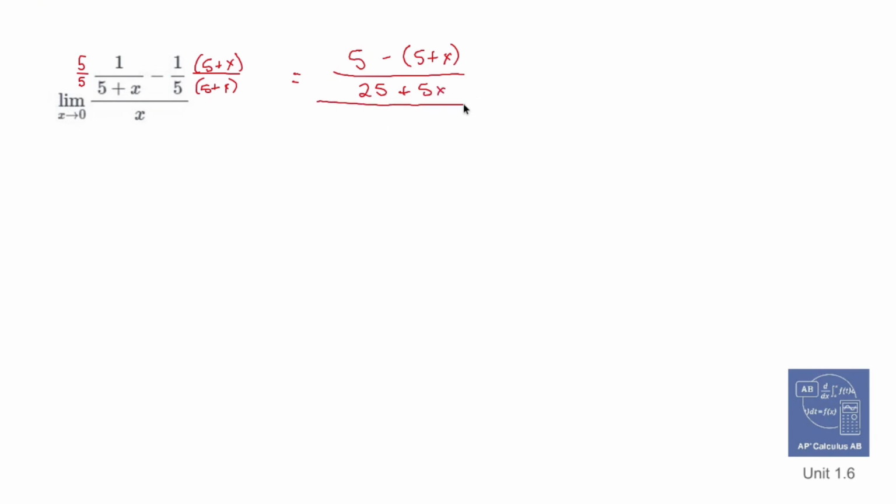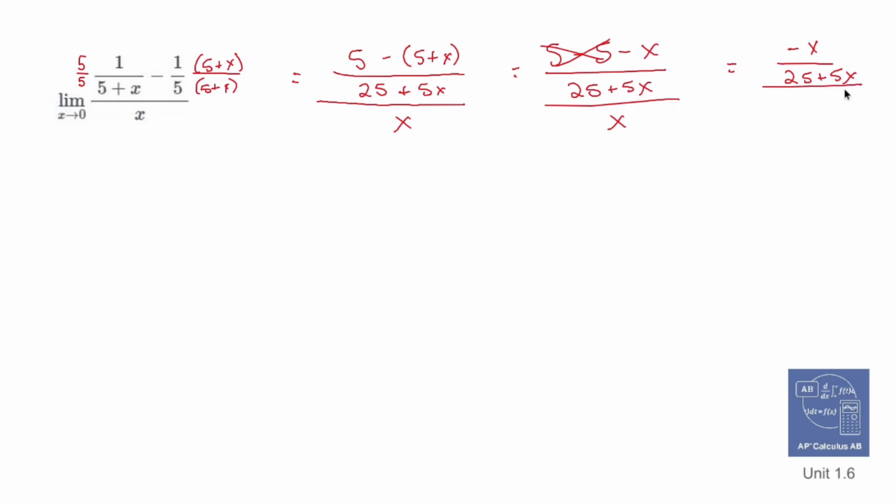Okay, this is still all over x, and I'm still going to take the limit of this, so I'll clean that up in a minute. Okay, 5 minus x over 25 plus 5x all over x has these guys cancel out. So now we have negative x over 25 plus 5x all over x. Now my issue, and let me rewrite it here, negative x, I'm just rewriting, 25 plus 5x all over x.